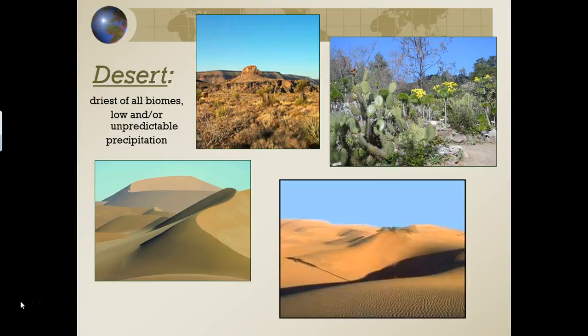Okay. All right. We're starting back off with the desert. It says desert, driest of all biomes, low and or unpredictable precipitation, meaning very slight chance of rain, or any rain at all sometimes. It just depends on the climate at that point, along with the wind temperature and precipitation that is arriving from the ocean from another part of the geographical area.